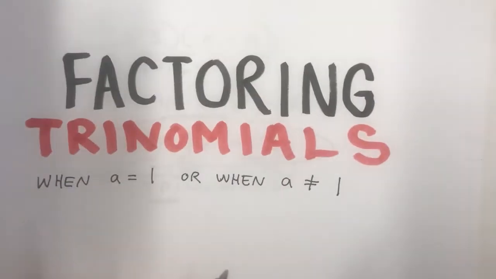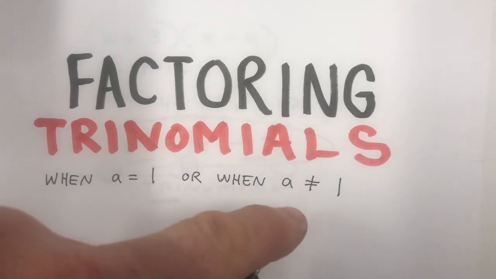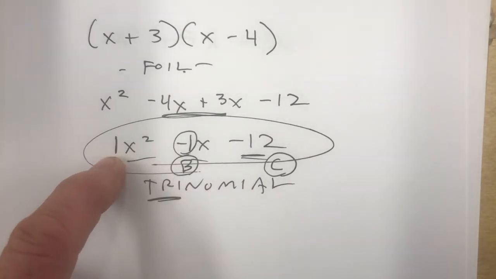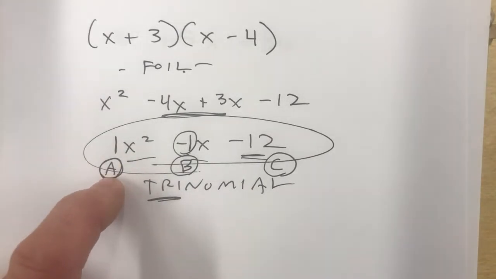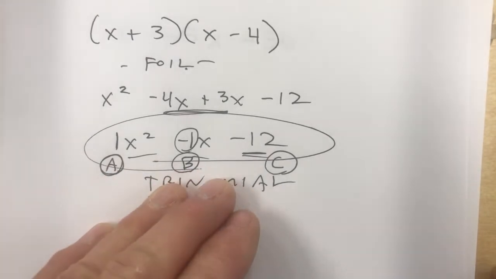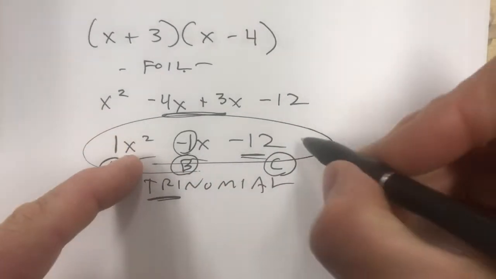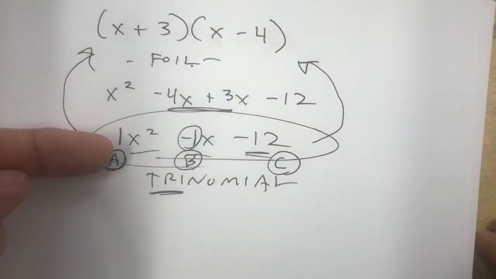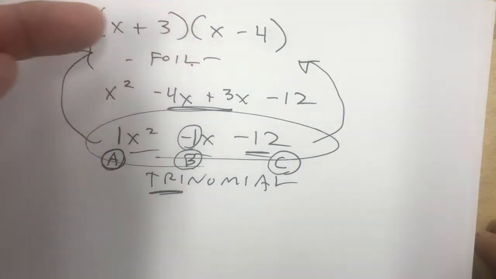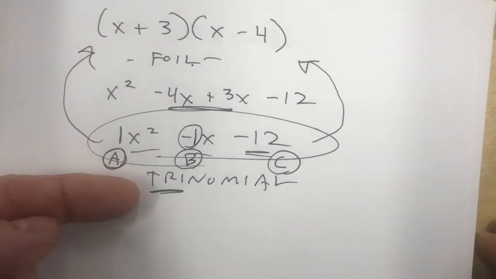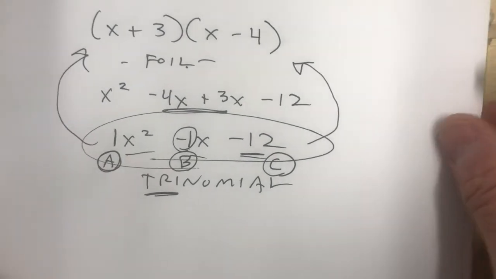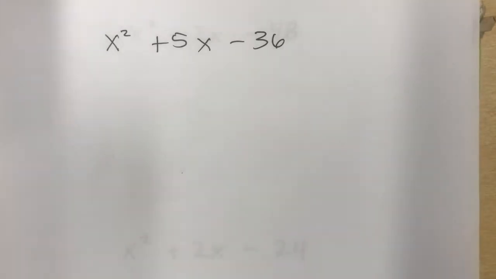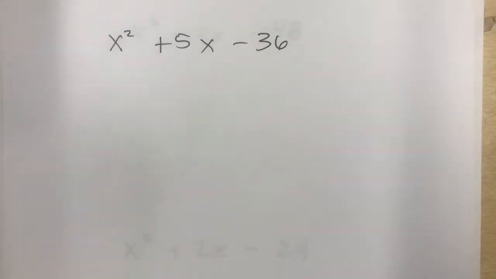So when we factor trinomials, sometimes A is 1, sometimes A is not 1. It all depends on what this first number is, the A. Okay, well, in factoring, we're going to take this trinomial and we want to get back to these two factors. That's what factoring is. We want to get the trinomial and figure out what the two factors are that FOIL together to get that trinomial. And that's what we're doing in factoring. So, looking at this first one here, we've got x squared plus 5x minus 36. What are the factors for this?